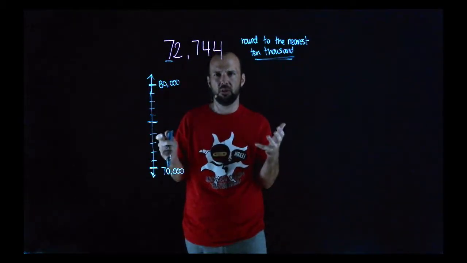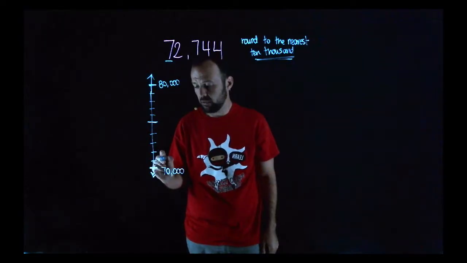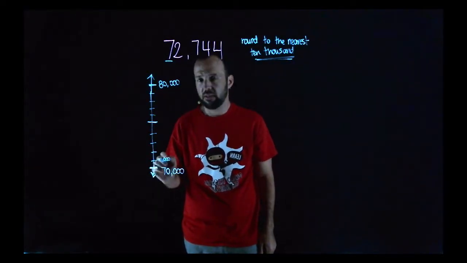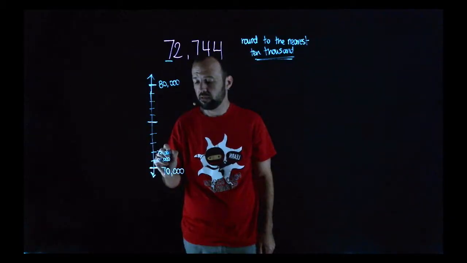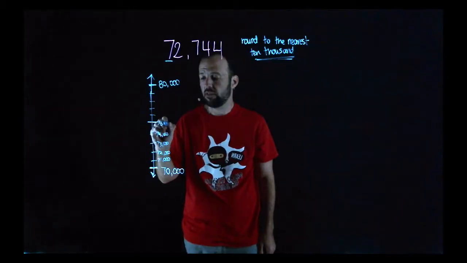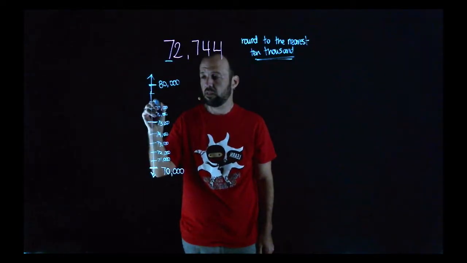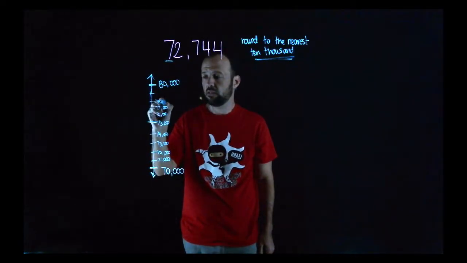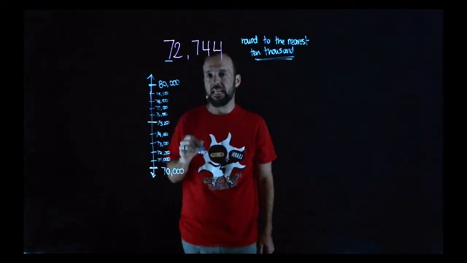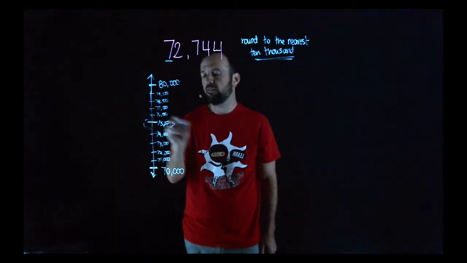There's always going to be a 5 involved in there most of the time. But I can, if I need to, I could do 71,000, 72,000, 73,000, 74,000, 75,000, 76, 77, 78, 79, and then 80,000. So that halfway point in between would be this guy right here, 75,000.